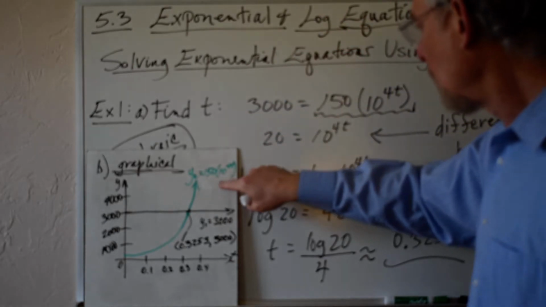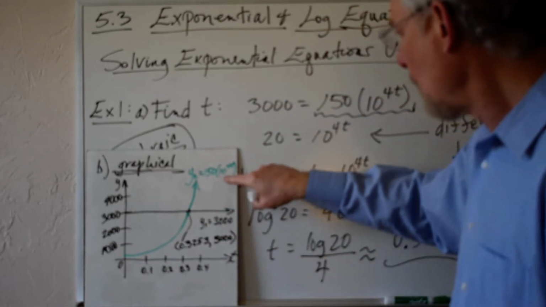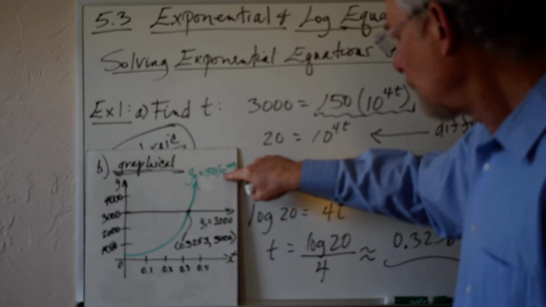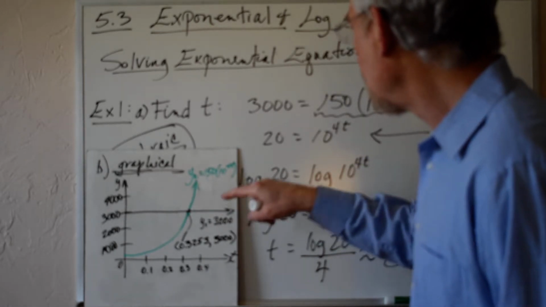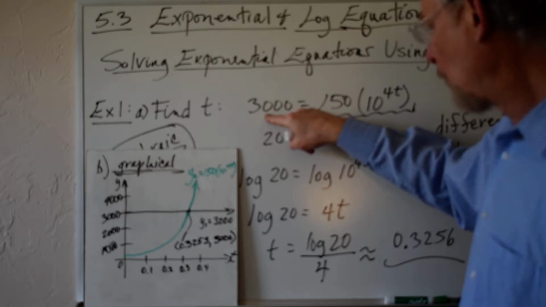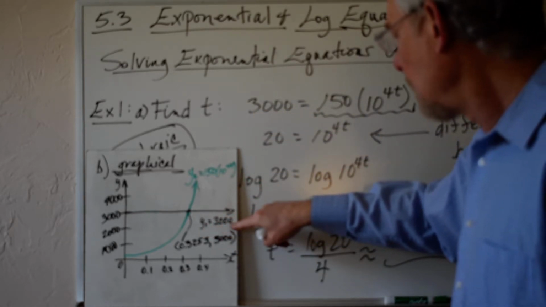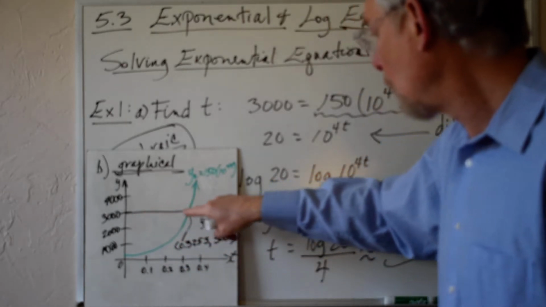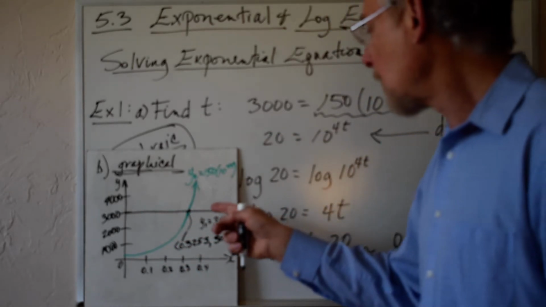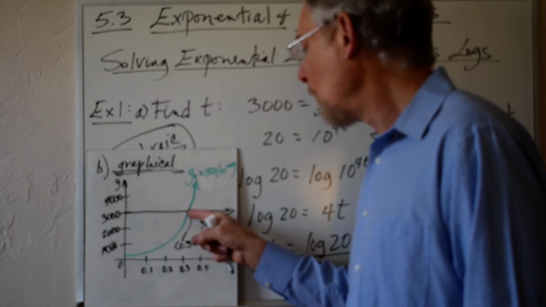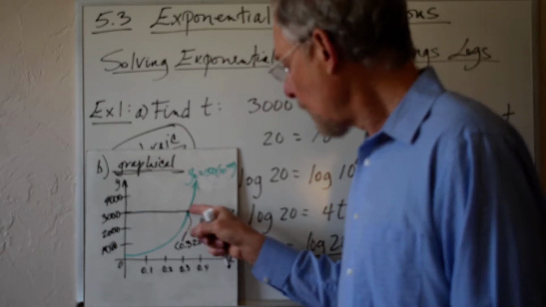The graph on your calculator would look like that. All right, typical exponential curve where the base is greater than 1. Then if I think of the other side of the equation as a function, I could say, okay, y1 equals 3,000. That's a constant function, so it's just a horizontal line. I can look on the calculator and see where the points intersect.